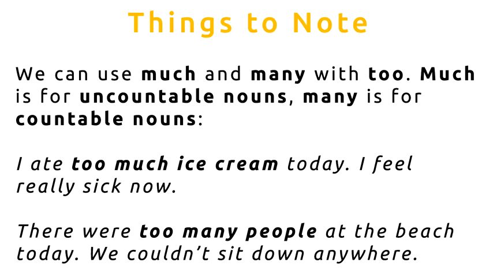So here I've used much to mean the quantity was a lot. And ice cream is an uncountable noun. We cannot count it. So we should use much. The second example, there were too many people at the beach today. We couldn't sit down anywhere. So here I've used many because people is a countable noun. We can say 2 people, 3 people, 4 people. That means it's countable. So use many.